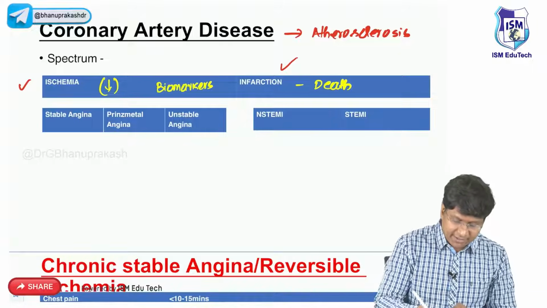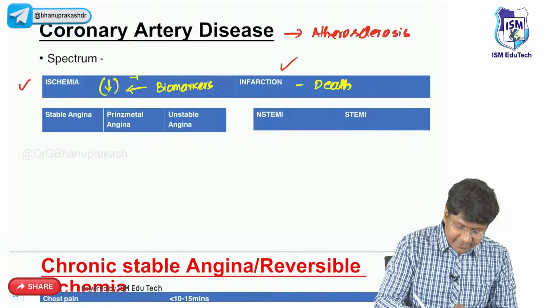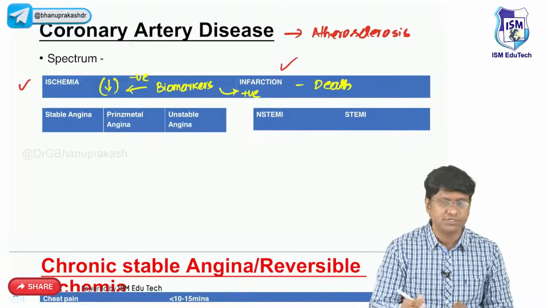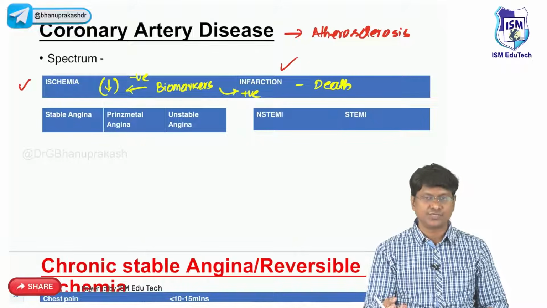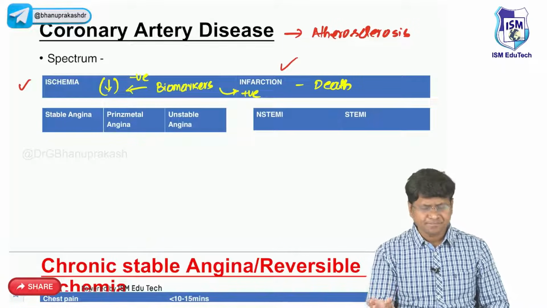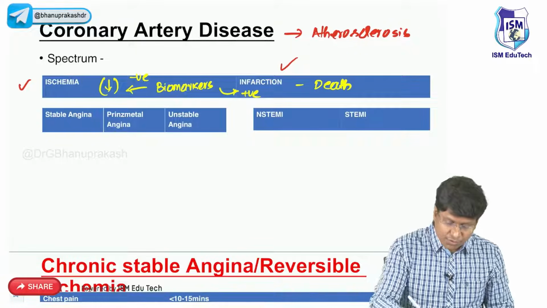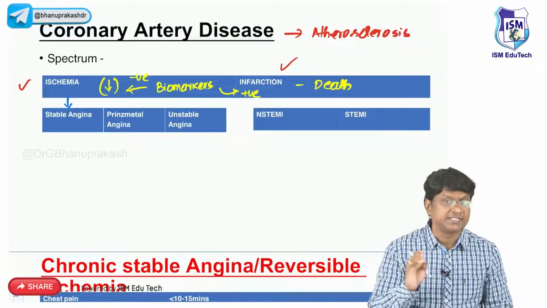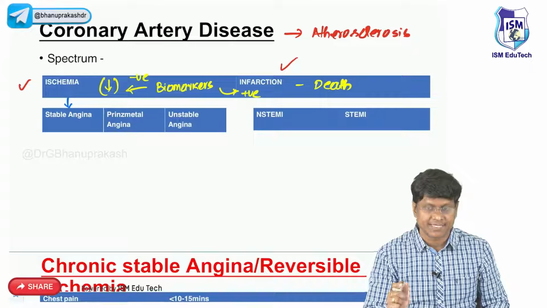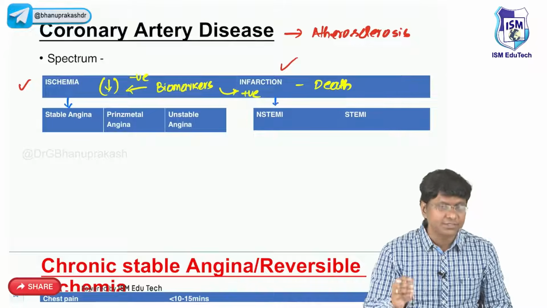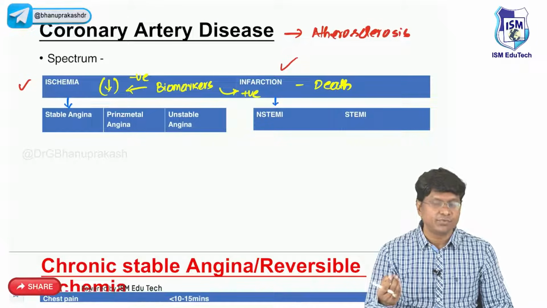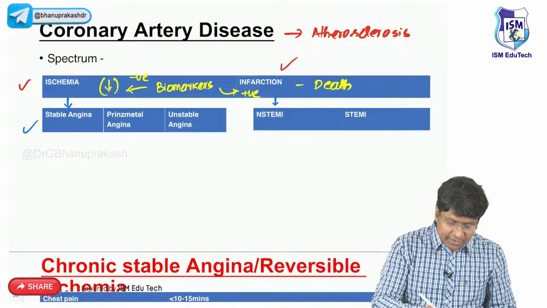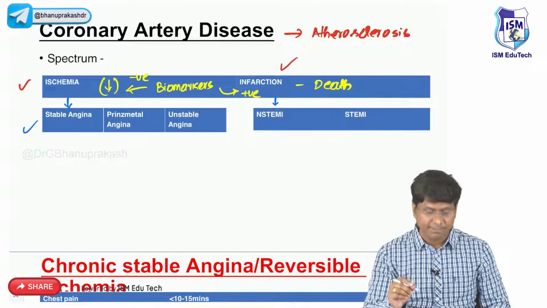The cardiac biomarkers in case of ischemia will be negative, whereas in case of infarction, they will be positive. What are those cardiac biomarkers? That is your troponin, your CK-MB, all that I'll tell you now. So the spectrum in ischemia is stable angina, Prinzmetal angina and unstable angina. Whereas in case of infarction, depending upon the ECG changes, we classify that into non-ST elevation MI as well as ST elevation MI. Now let me discuss the individual parts of the spectrum.